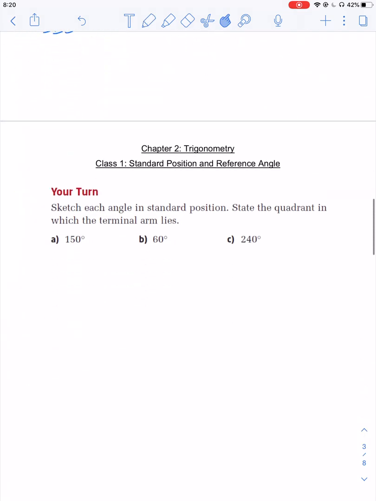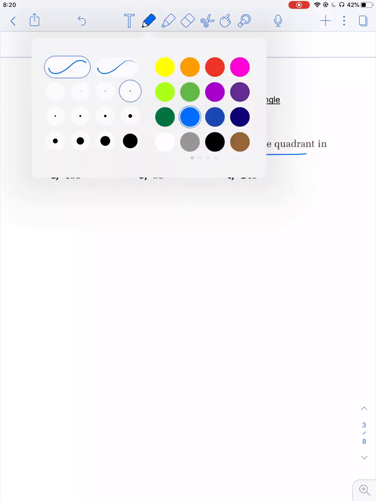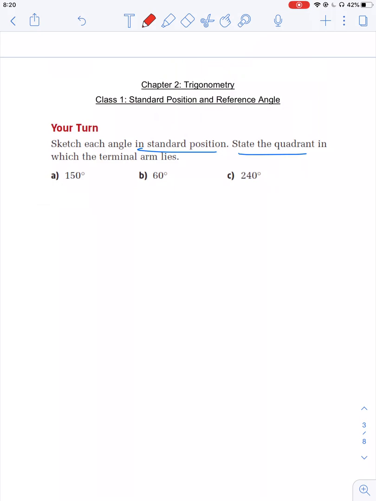So now I'm going to ask you to do these three questions on your own. Just pause the video and draw these angles. Again, they are in standard position and you have to state the quadrant. Here I'm not going to be explaining too much. So pause the video, I'm just going to show you the answers. So 150, right? Actually, you know what?